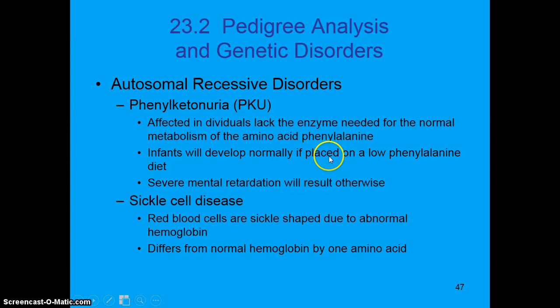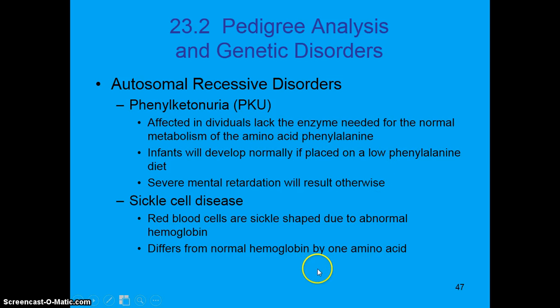Now, before it was discovered that this was what was causing this, a totally normal, healthy infant could be born and fed the formula and then the foods that we have that have a lot of phenylalanine in them, and that would just cause them to be severely mentally retarded. So they weren't born that way. It's something that developed due to the syndrome.